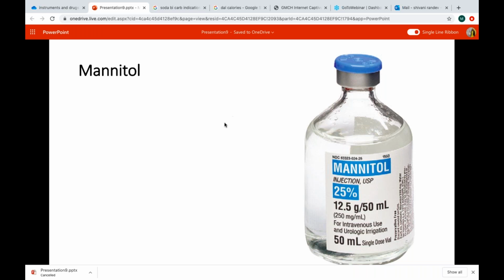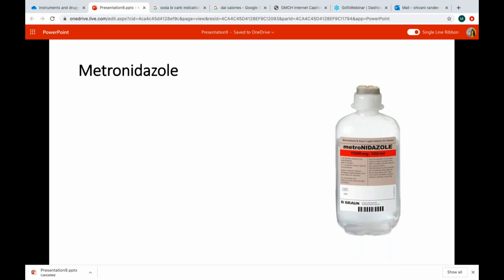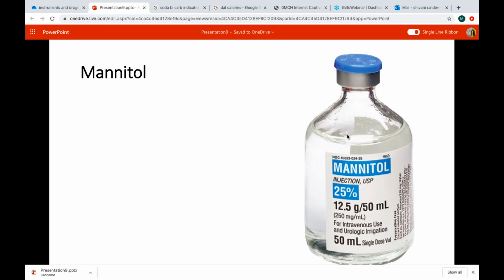So for acutely raised ICP in an unconscious patient, we use hypertonic saline, and then we can use acetazolamide and glycerol also, which are given orally. These are the parenteral drugs. And the contraindication of mannitol is the anuric phase of acute renal failure.